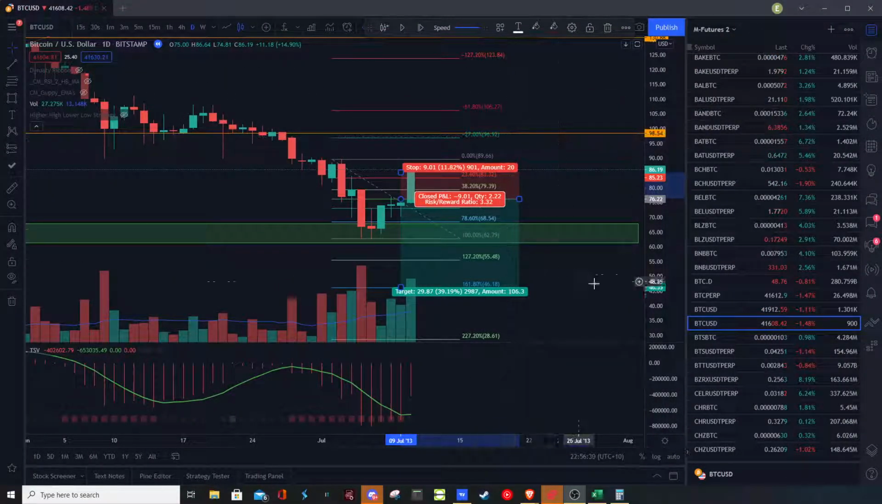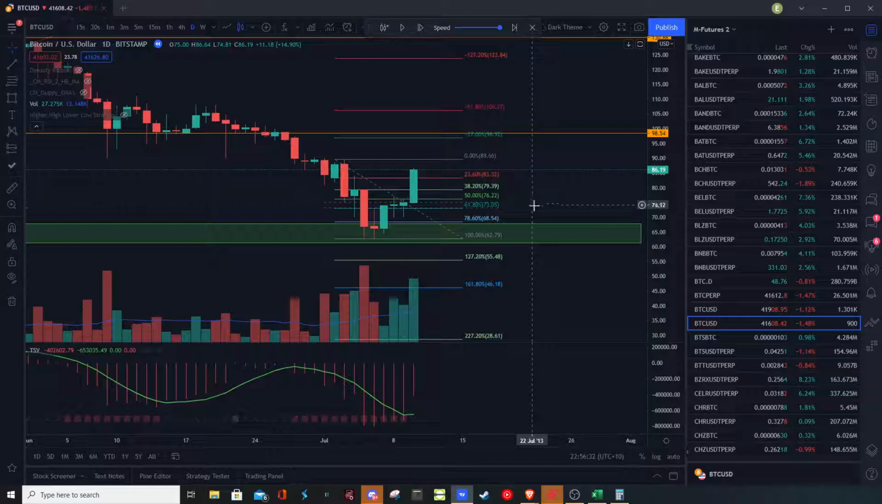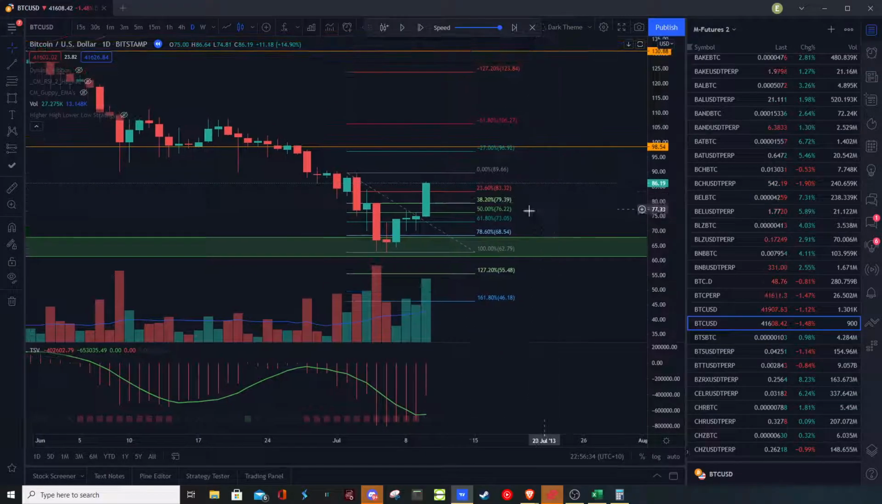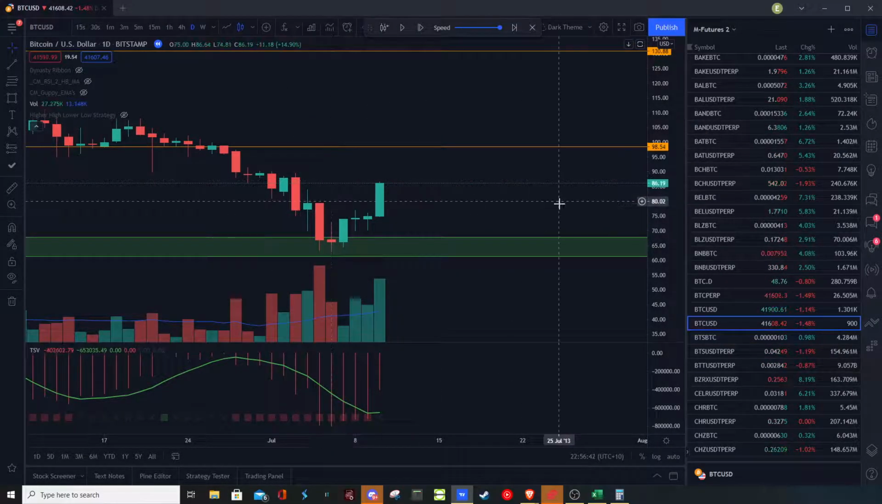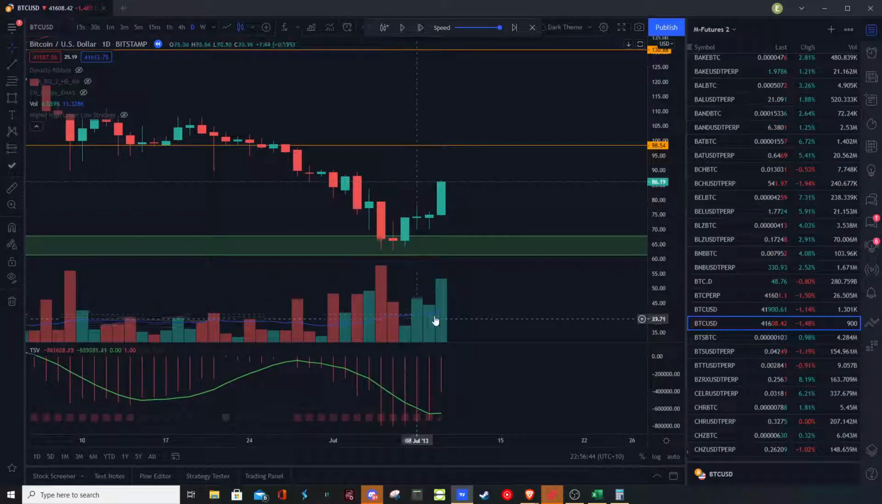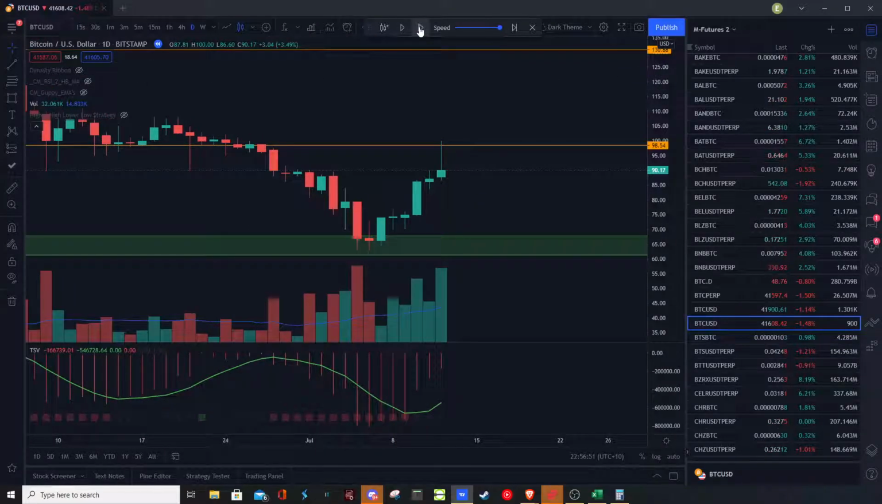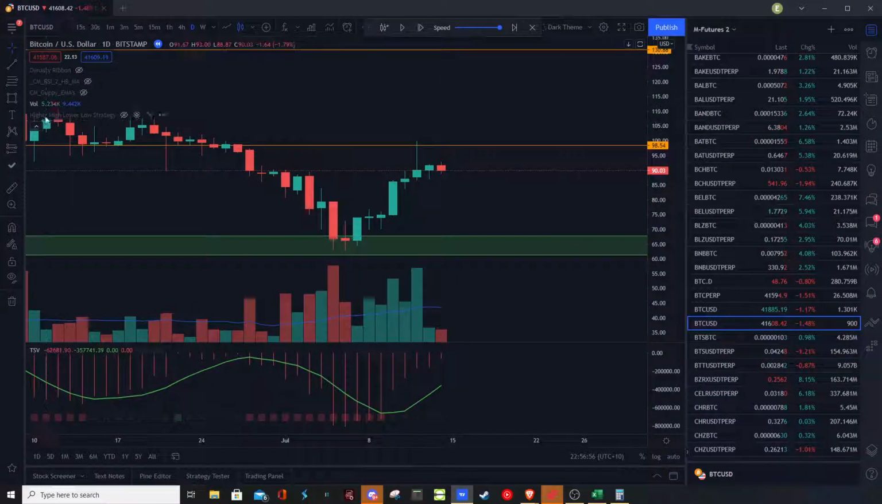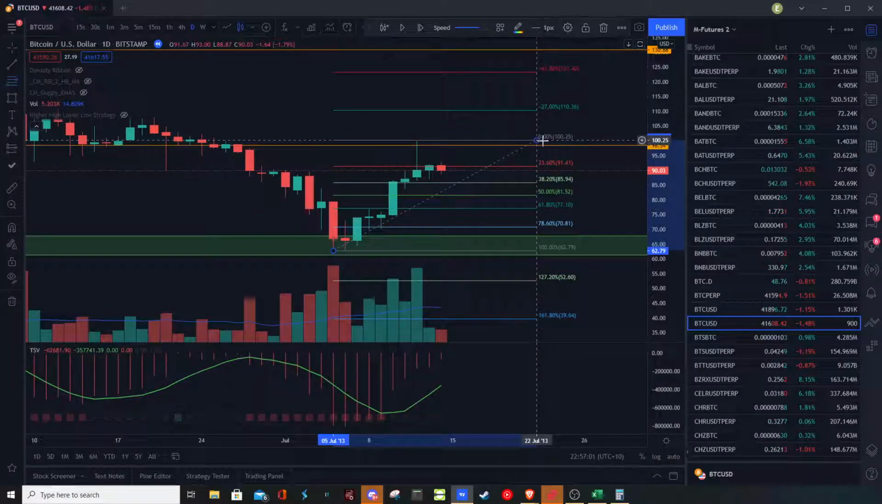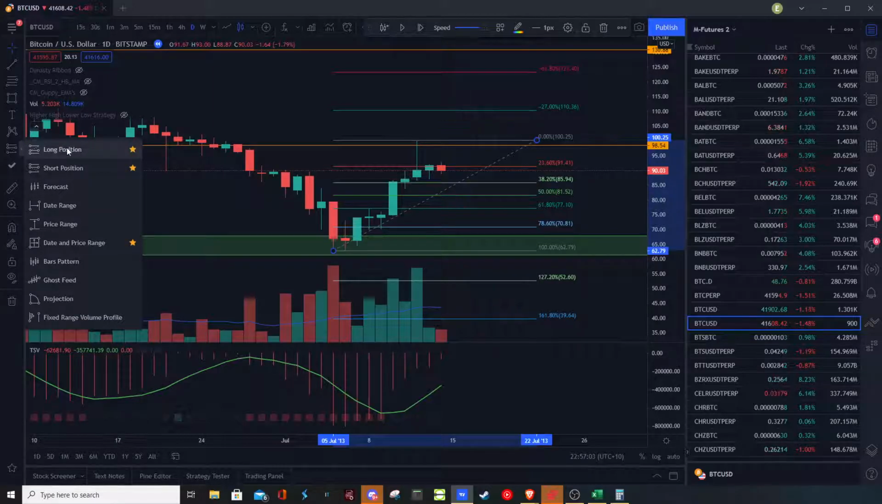Alright, so now that I've got that bullish engulfing here, look, we still don't have a higher high here, so I'd be pretty cautious. We've got some volume pumping up. It's a red candle. Alright, so long position.